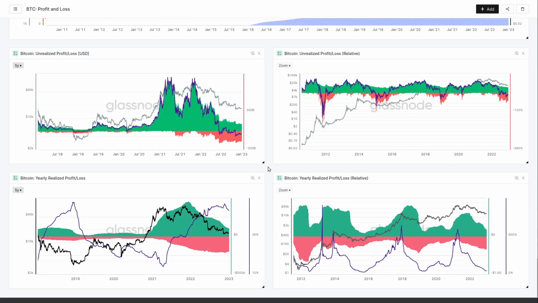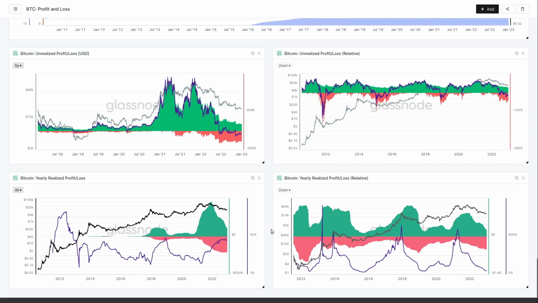Let's leave that. So this is where I want to close on. This is some of the interesting metrics we looked at the other day, and I want to look at this from a few different angles. So on the top, we have unrealized profit and loss. On the bottom, we have realized.